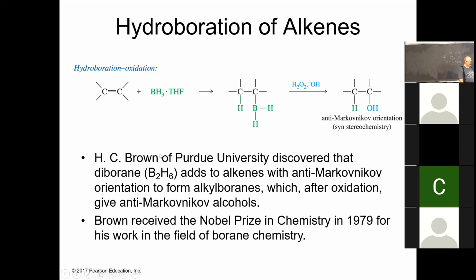Okay, so H.C. Brown of Purdue University, who won the Nobel Prize back in the 1970s, discovered that diborane, B2H6, adds to alkenes with anti-Markovnikov orientation to form alkyl boranes, which after oxidation give the anti-Markovnikov alcohols. So we first form the borane, and then using oxidation with hydrogen peroxide, we produce an alcohol.